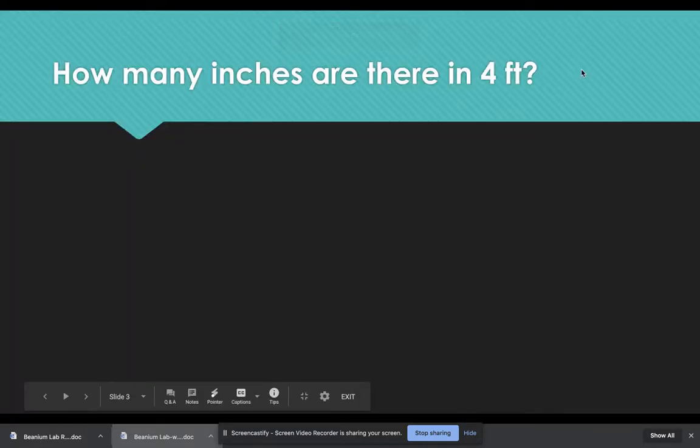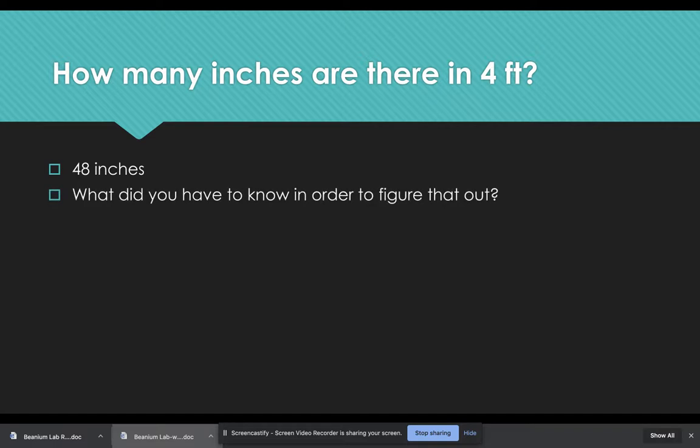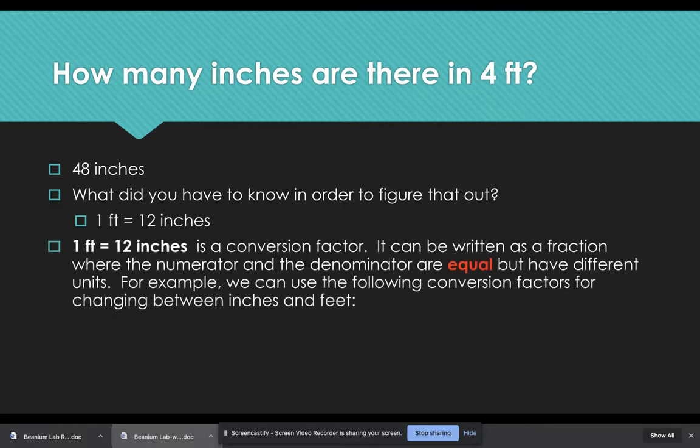So if I'm asking how many inches there are in 4 feet, well, a lot of you would say 48 inches right off the bat. But how did you know that? What did you have to know to figure that out? You had to know that there are 12 inches in every foot. Because we know the equality of 1 foot to 12 inches, we call this a conversion factor.